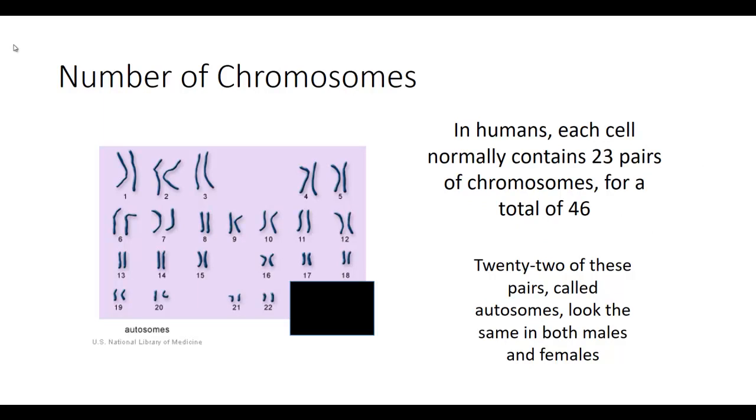Okay, number of chromosomes. There are 23 pairs, each contributed by the mother and the father, for a total of 46 chromosomes. 22 of these pairs look the same in both males and females. So if we were to look at a male and female pair of chromosomes, the first 22 would look the same. So there are 23 pairs of chromosomes.